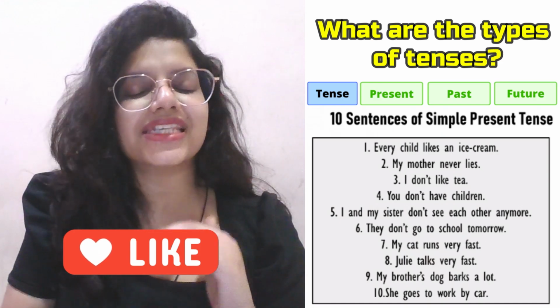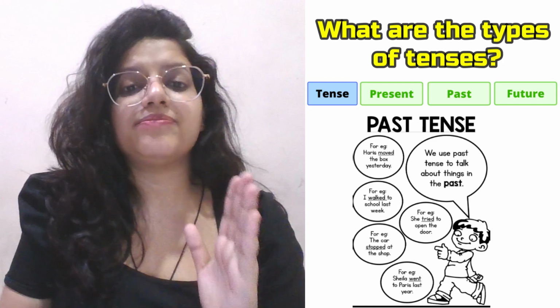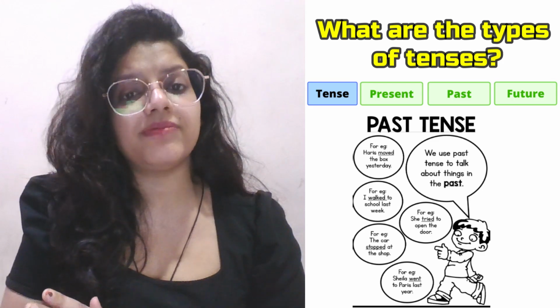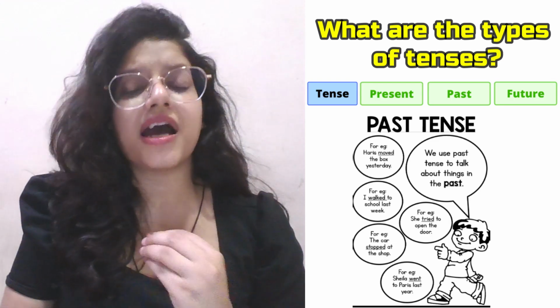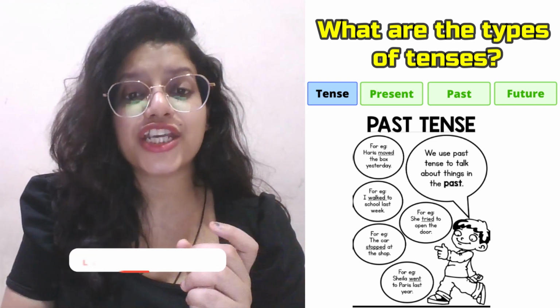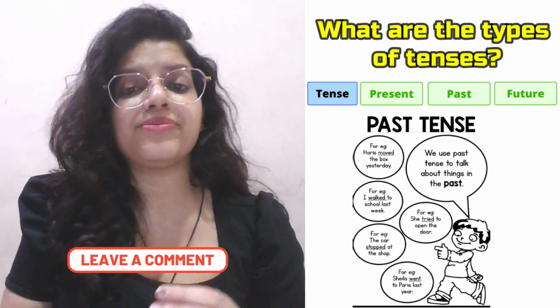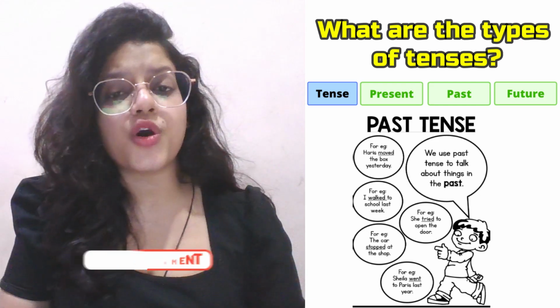Moving on to the next type of tense, we have past tense. The past tense form of a verb, as the term suggests, can be used to speak about or represent an event or action that already happened in the past. For example, I washed the dishes.